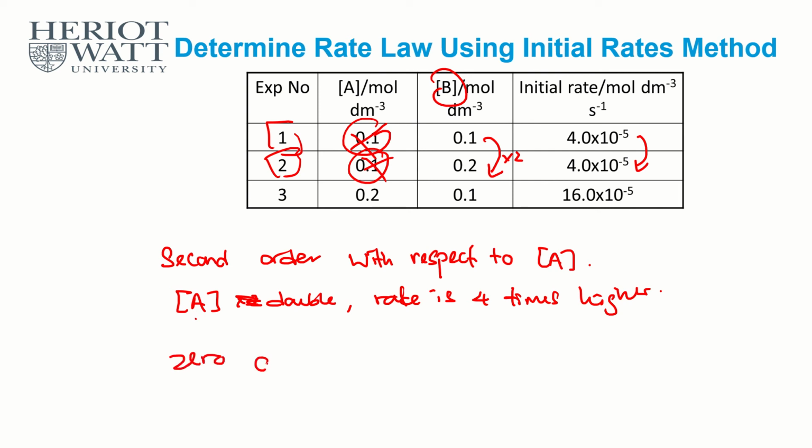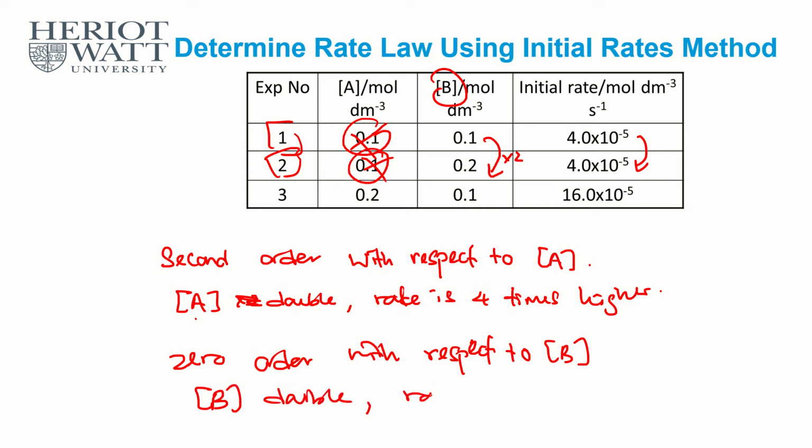So we put zero order because there's no effect on the rate of reaction even when the concentration of B is doubled. Zero order with respect to B, because when the concentration of B doubles, the rate remains unchanged. See that? So this is how you write your answer.